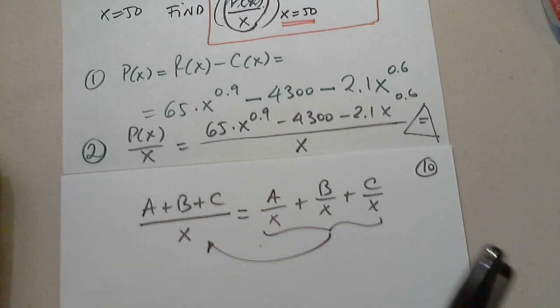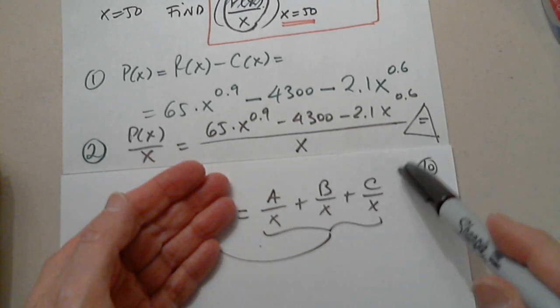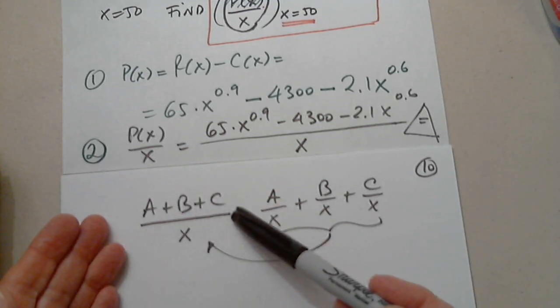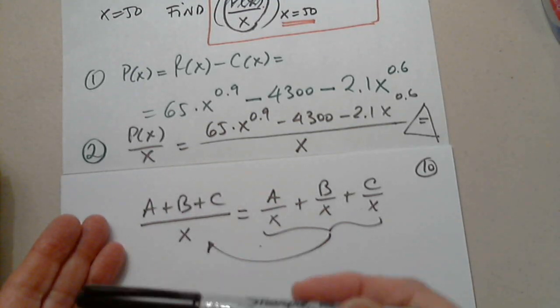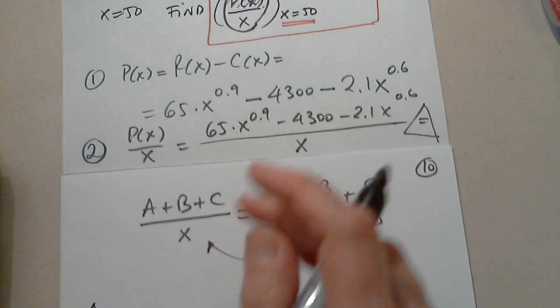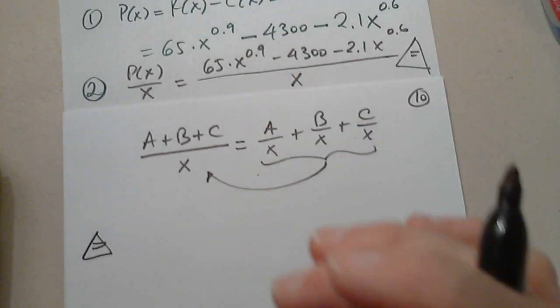And you can go backwards. If I have a over x plus b over x plus c over x, they all have the same denominator. I can write them over one denominator. I mean, a plus b plus c over x. Awesome. I'm going to continue jumping over this explanation, and let's see what happens next.